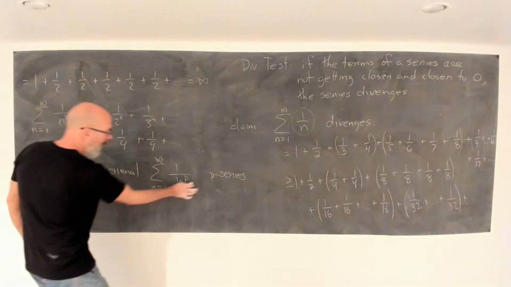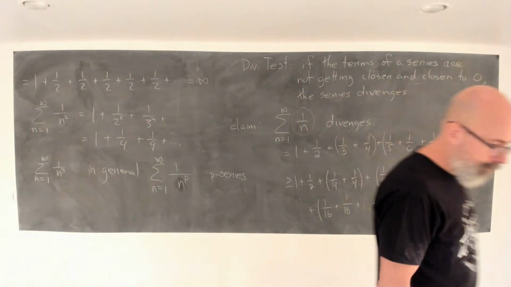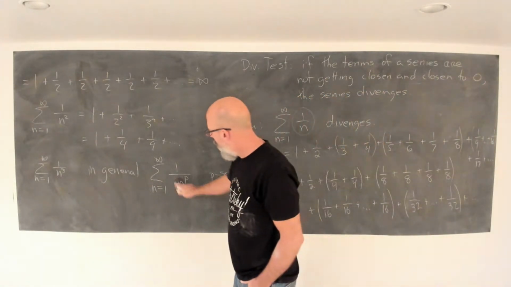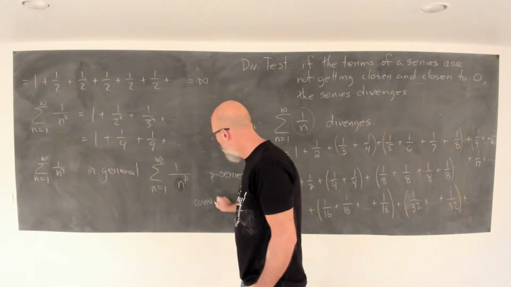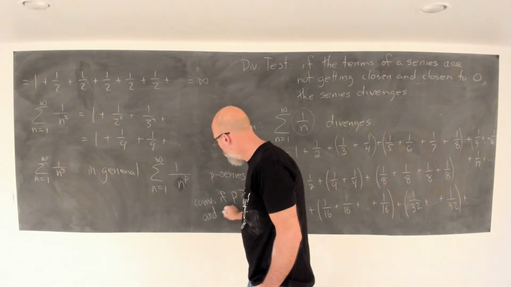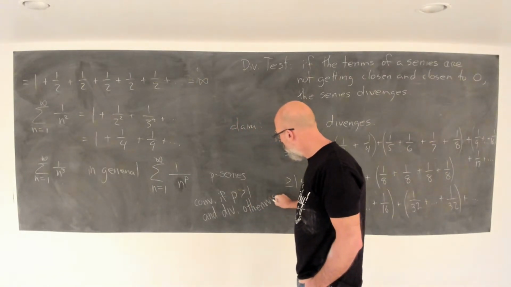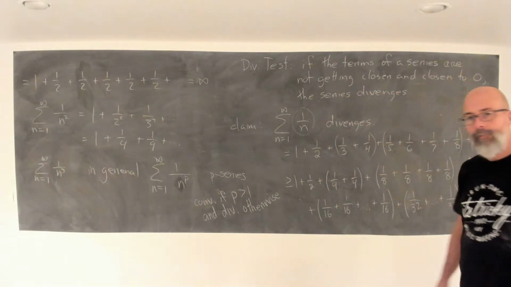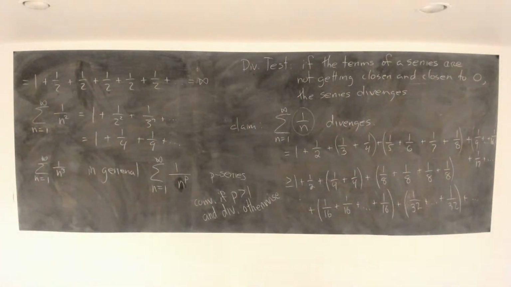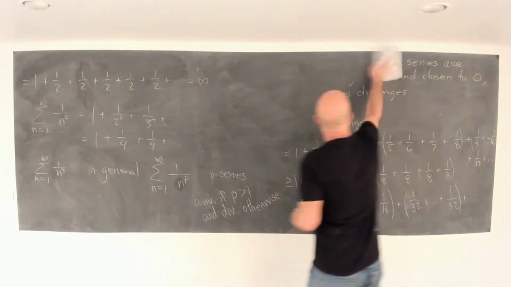This family is closely related to the Riemann zeta function, very important family of series. And these converge if p is bigger than 1 and diverge otherwise. In fact, not only do they converge for p bigger than 1, but we know what a lot of them converge to.